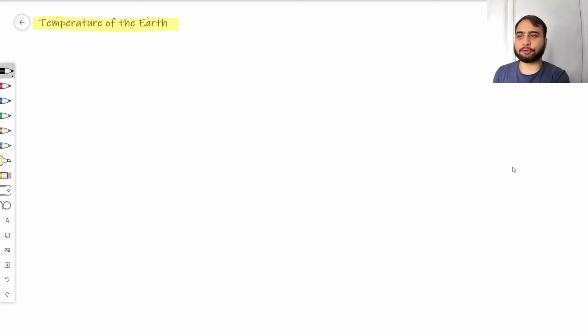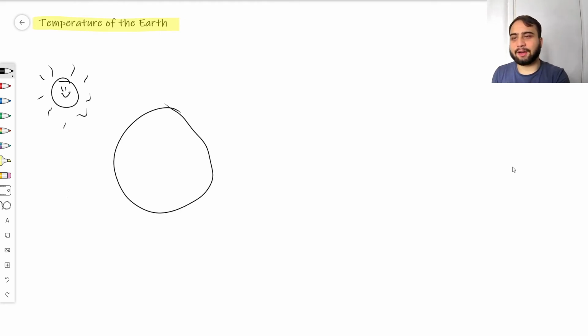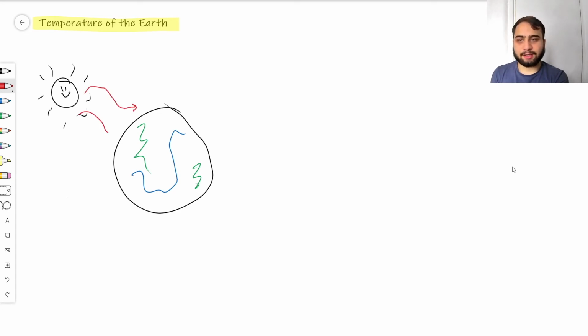So let's draw a crude diagram here. We have our sun. Let's give it a smiley face. And then we have our Earth here, a bit of green, a bit of blue. All right, close enough. Now the sun emits infrared radiation towards the Earth. Well, it emits in all directions, but some of it gets sent to Earth. If the Earth was a perfect black body, all of the infrared radiation incident upon it, it would re-emit back out into space, and the temperature of the Earth would stay constant.